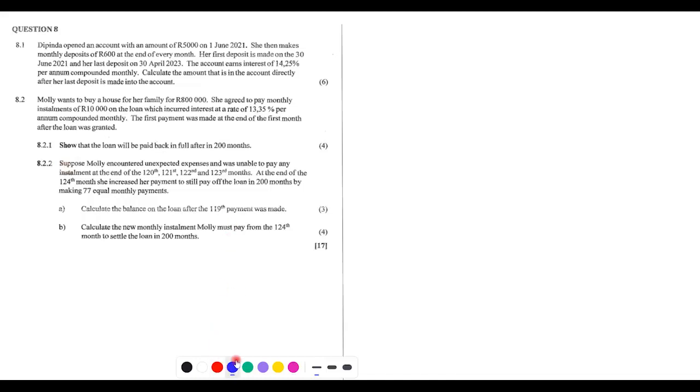Now in 8.2, we're working with the present value, right? So I'm going to be showing you here what happens when you miss some payments. So let's go ahead and read this. Now the question reads as follows.